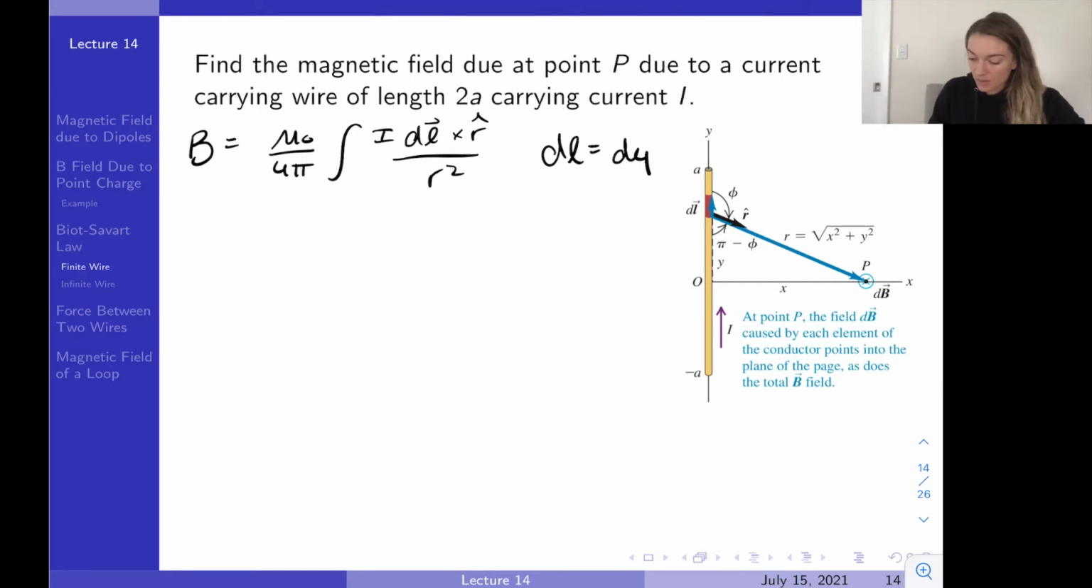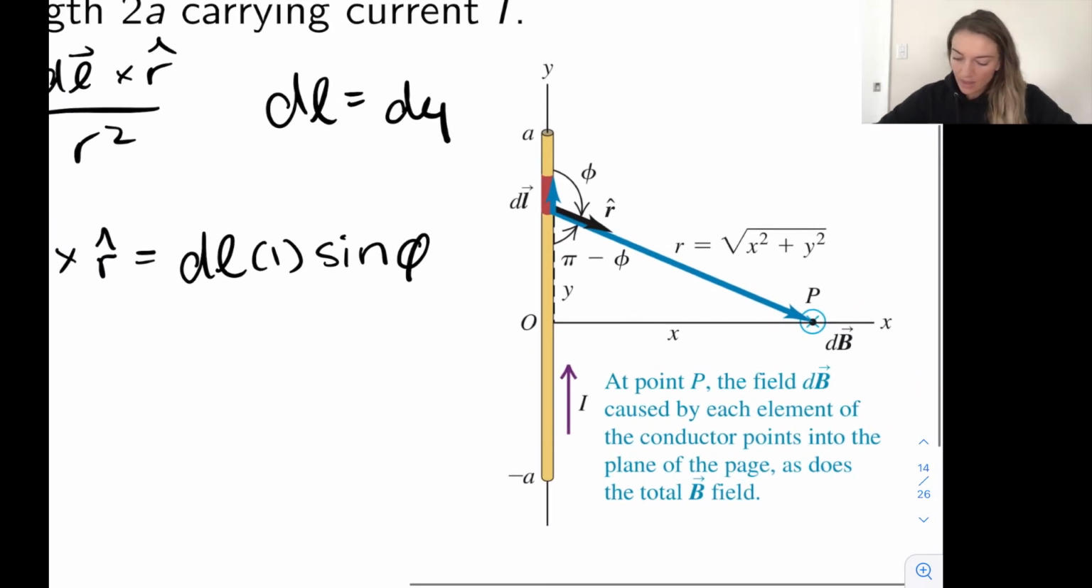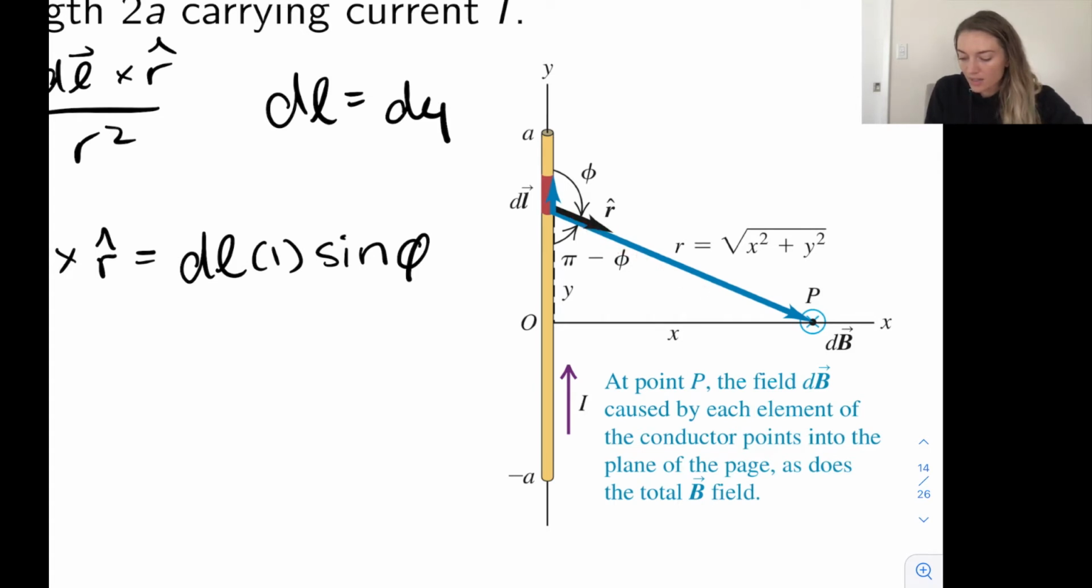Okay, so now let's worry about this cross product. We'll rewrite this as a sine: the magnitude of dl, the magnitude of r hat, which is just 1, and then the sine of the angle between them. dl is in the same direction as the current, so dl is going up in the y hat direction, but r hat is always changing direction depending on where you are along this wire. And this cross product will tell us what direction our magnetic field is in.